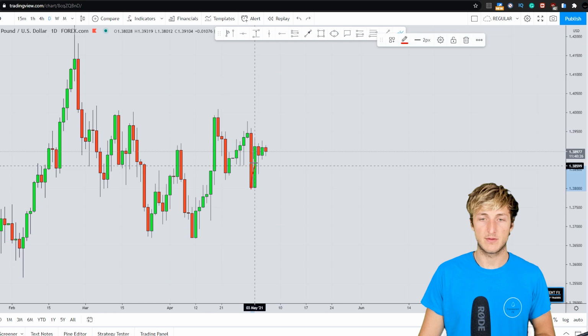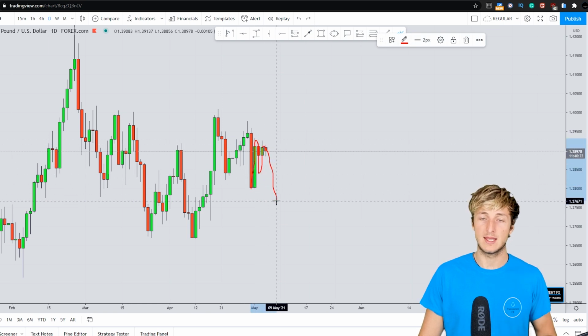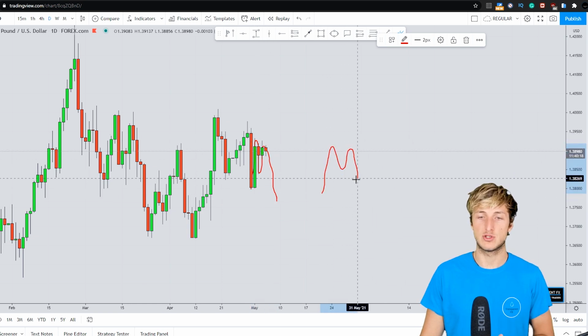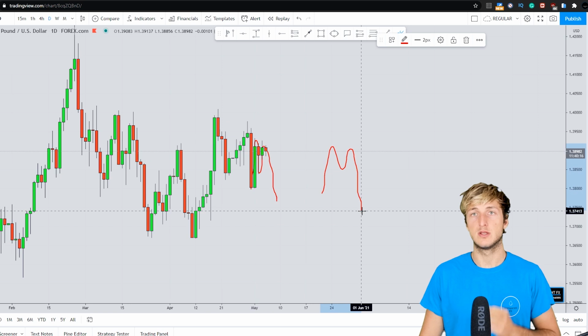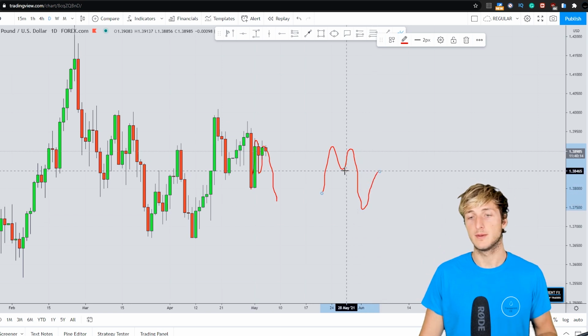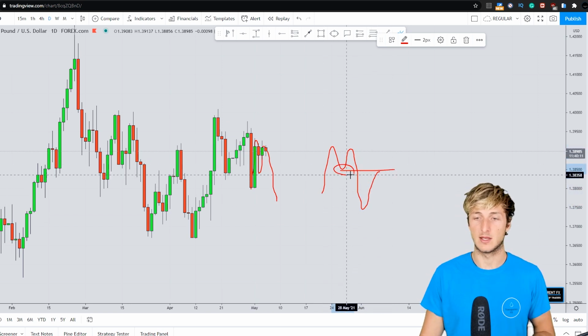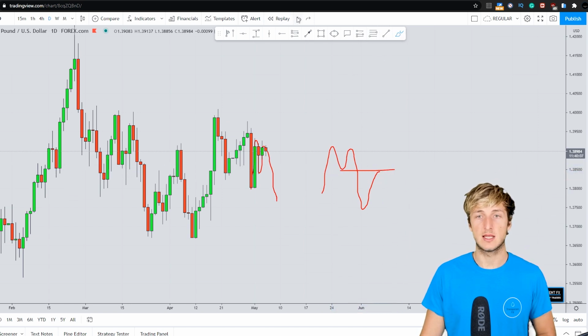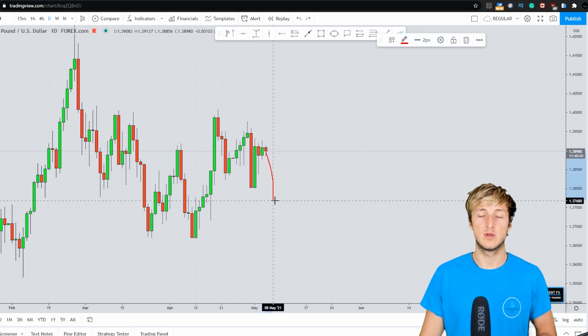Because if after this move to the upside, move back down, move up, we will see a move down, in that case, what we will have is the creation of an M pattern. And after the creation of an M pattern, what you expect is for the market to provide a move to the upside to complete the pattern at the neckline, which is the previous support turned resistance. So here on the daily time frame, if we will see a move to the downside, at that point, what we can be doing is looking for a potential longing opportunity.